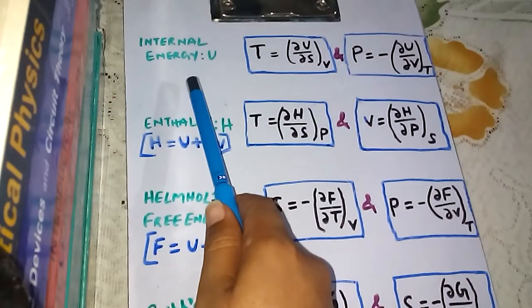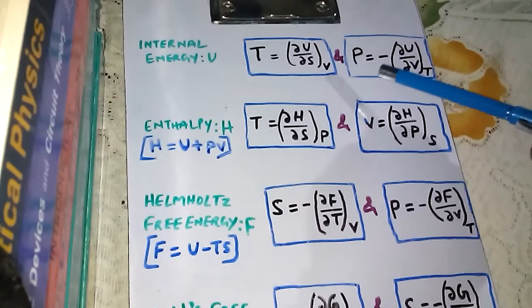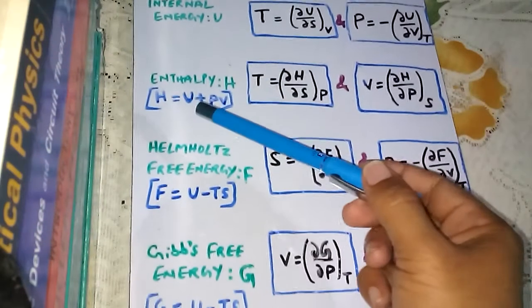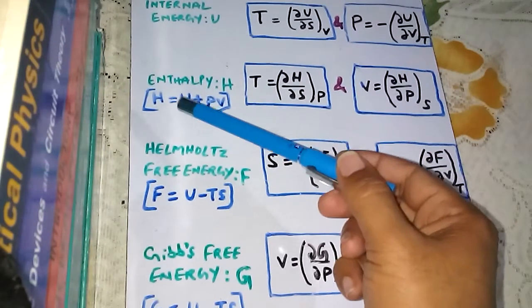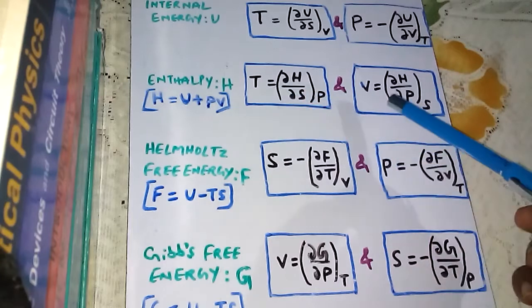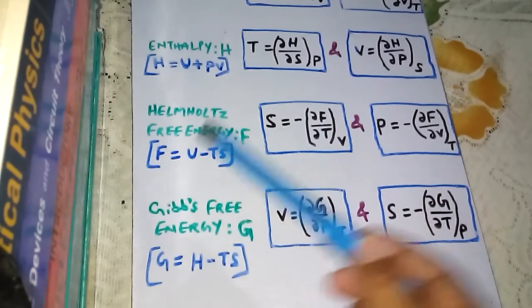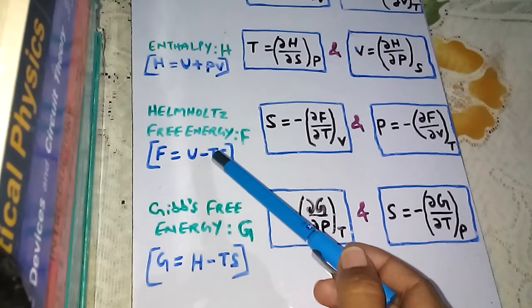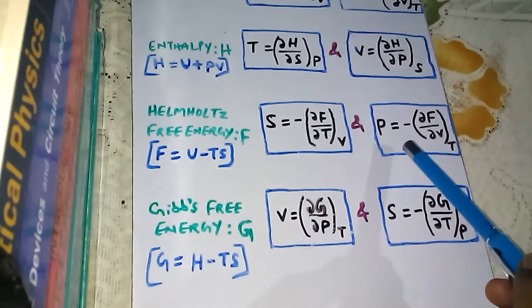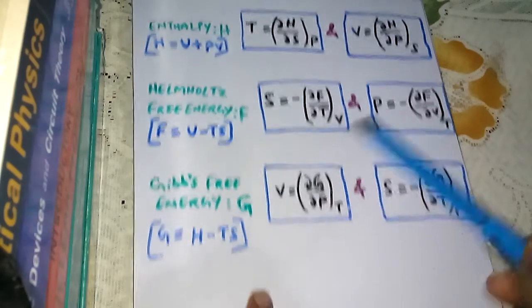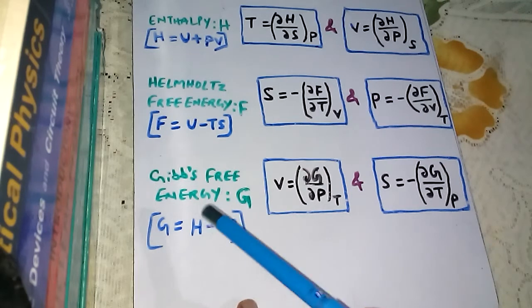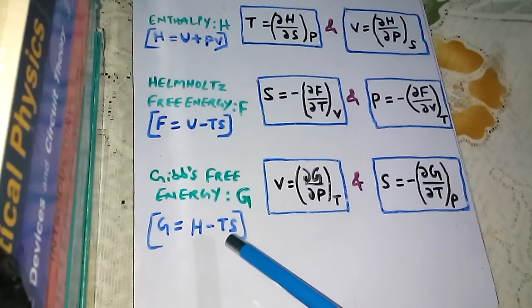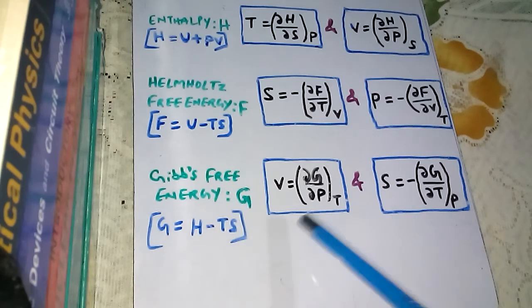For internal energy, we have two relations. For the second thermodynamic potential, enthalpy, we can derive two relations. Similarly, for Helmholtz free energy, which is F equals U minus Ts, we can derive two relations. And similarly, for the fourth thermodynamic potential, Gibbs free energy G, which is given by H minus Ts, we can derive these two relations.